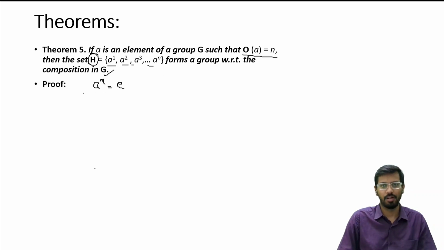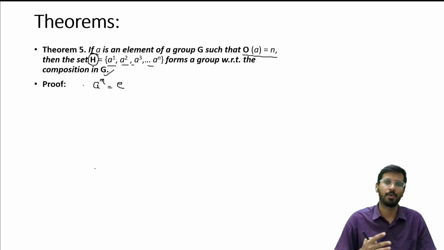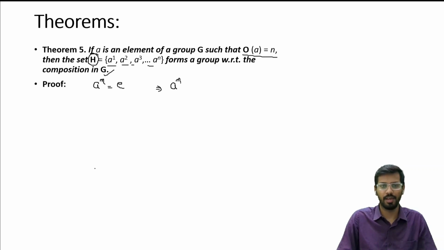So we have to check four basic properties of group, that is closure, second is associativity, third is identity element, fourth is inverse. So a raised to power n, where n is the least positive integer, is equal to e. That means a raised to power n is the identity element in this set H. So the first property is satisfied.